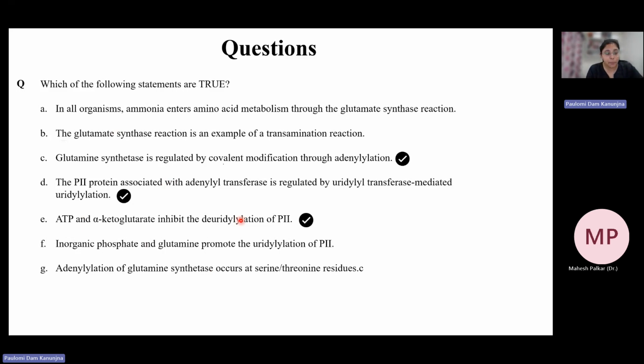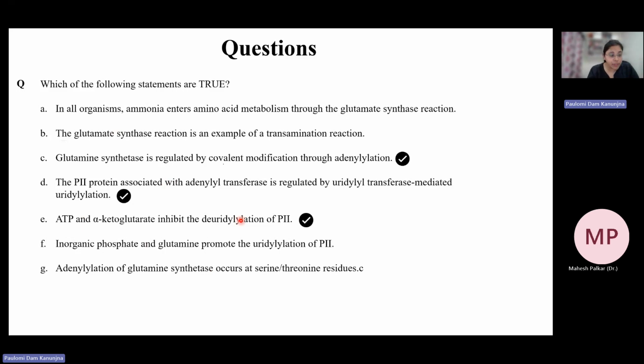The second one says, very important, glutamate synthase is a transamination. Incorrect. It's not transamination. Glutamate synthase is a reductive amination. What does it do? It synthesizes glutamate from alpha ketoglutarate and ammonia. That's a reductive amination, not transamination.